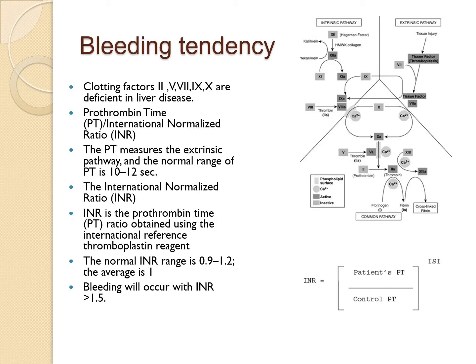The main thing in bleeding tendency is the clotting factors; that is the most important one. Clotting factors 2, 5, 7, 9, and 10 are deficient in liver disease patients, and the prothrombin time will be changed. Prothrombin time measures the extrinsic pathway, and the normal range is around 10 to 12 seconds. The INR is the prothrombin time ratio obtained using the international reference reagent. The INR range is 0.9 to 1.2, average around 1.